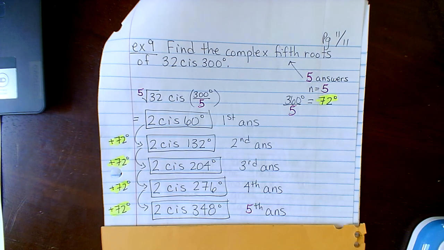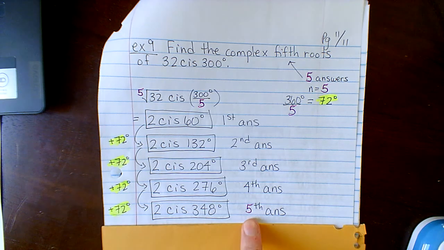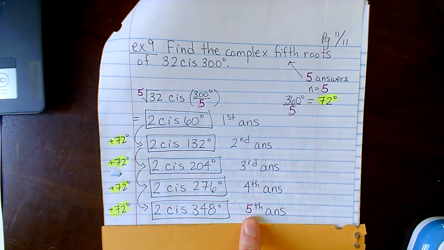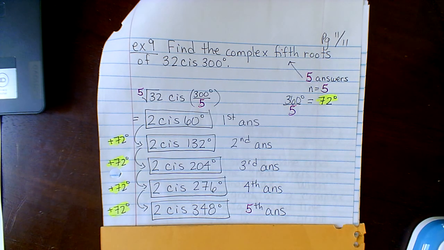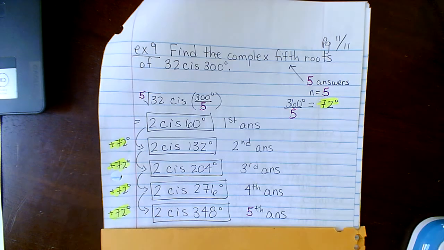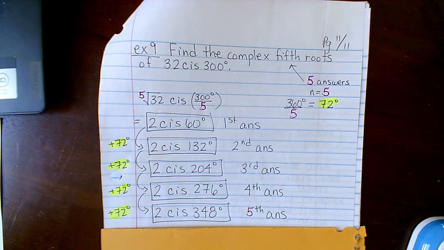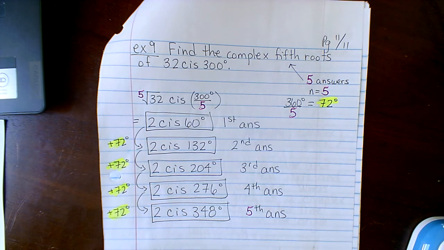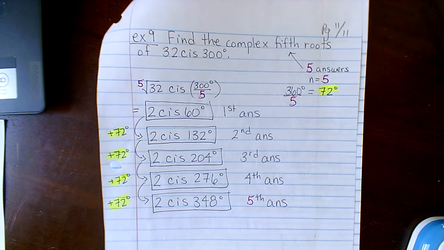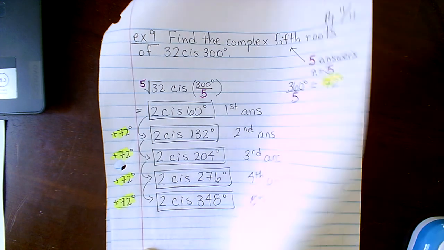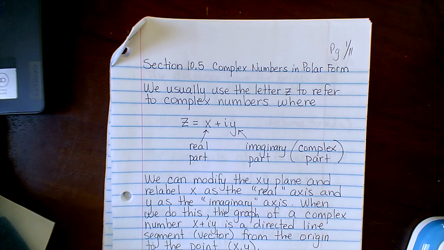How do you know when to stop? Well, when you get to that many answers, or once you get over 360, now you're coterminal to these other ones. So that's another thing to notice, to kind of let it tell you when to stop. Alrighty, so that concludes section 10.5.